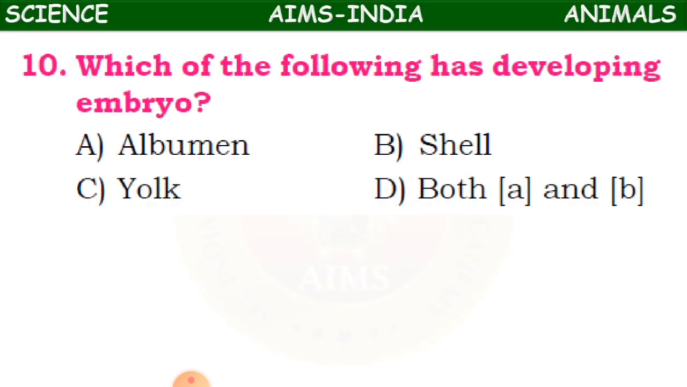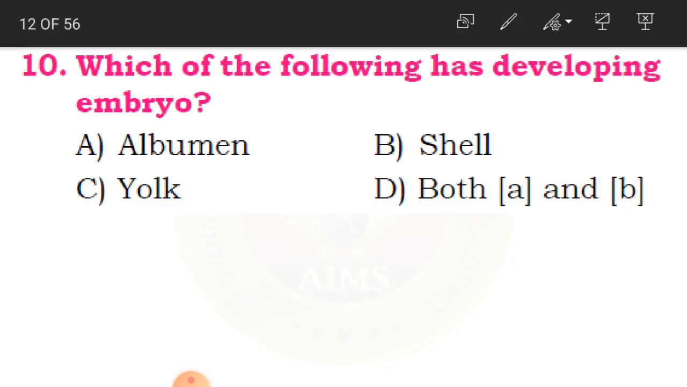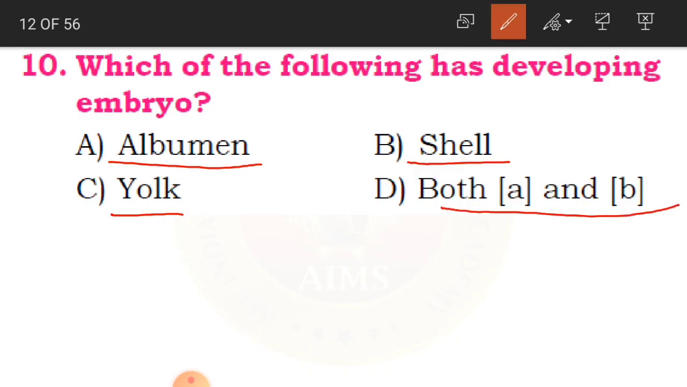Now, the 10th question. Which of the following has a developing embryo? What is an embryo, children? It is what is inside the egg. And where is it? That we have to identify here. Whether it is albumen, shell, yolk, or both A and B, that is albumen and shell. Where does the embryo develop?